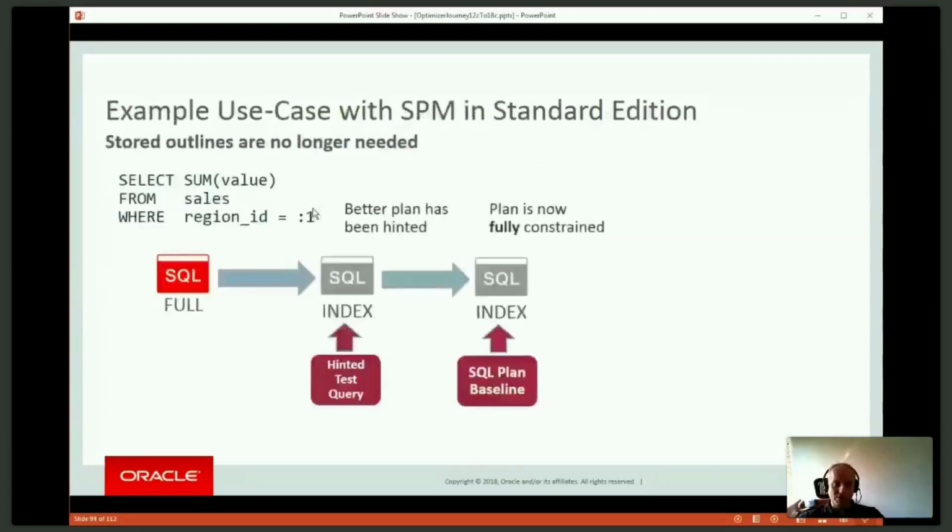Basically, the mechanism is you have a query and it's not using the plan you want. You can use a hinted test query to get the plan you want, and then you associate that plan with this query. So it's a way of controlling the SQL execution plan of this query from the outside. In other words, you can change SQL execution plans using SQL plan baselines without changing the application. It's quite an important change, really. So bear that in mind: if you're using stored outlines in standard edition, then you need to look at using SQL plan baselines, SQL plan management, in standard edition now.